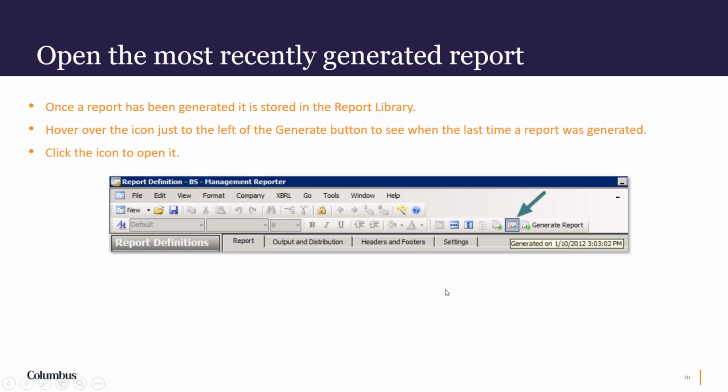All right, so there's a button just next to the generate button, just to the left, that if you hover over it, it will actually tell you the last time that you generated a particular report. If you click on that, it will actually open the report. I use this all the time when I'm running something, and let's say I generate a report and then I close it and I'm like, oh, I want to look at it again. I don't have to regenerate it to see the report. I can click on that button and it will open the last time I generated it.